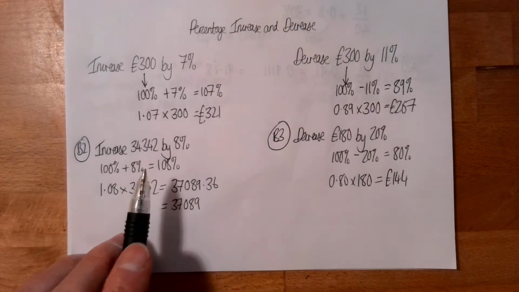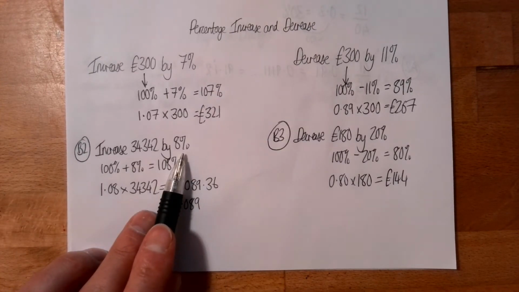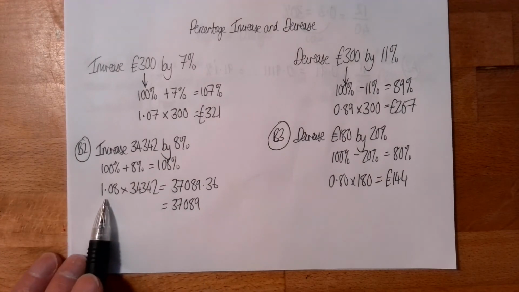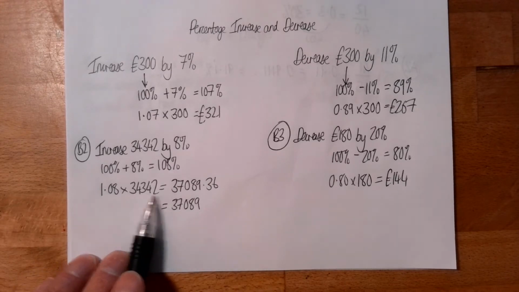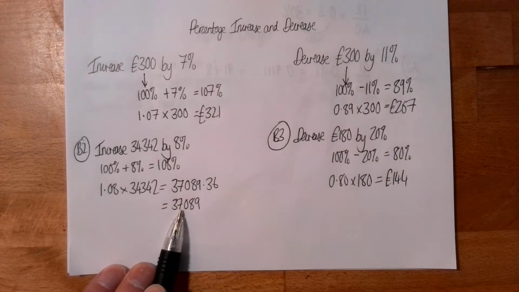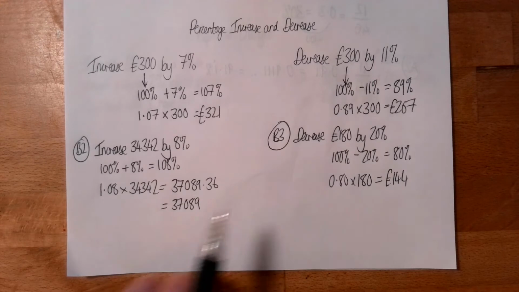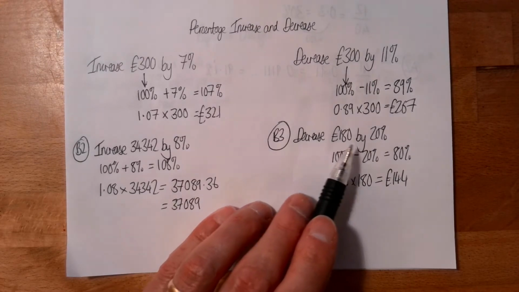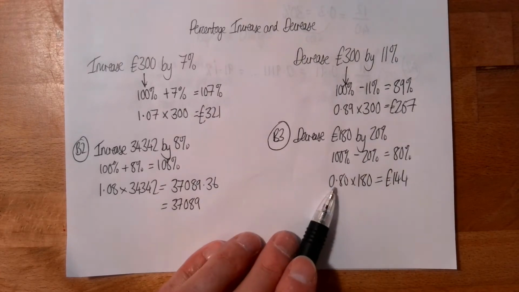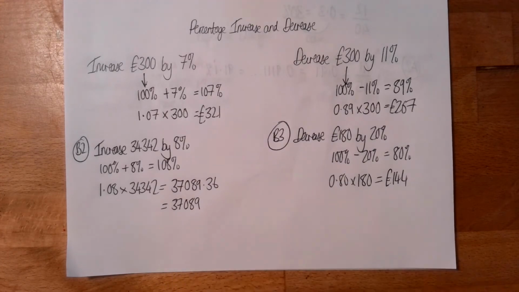Okay, so in B2 I had to increase the population by 8%. So I did 100% plus 8% is 108%, which as a multiplier is 1.08. So I multiplied the population by that to get the new population, and because we're talking about people, it made sense to round that to the nearest whole number. B3 was a decrease. I had to decrease 180 by 20%, so I did 100 take away 20, which is 80. The decimal equivalent of 80%, 0.8 times 180, gives me 144. Well done if you got those right.